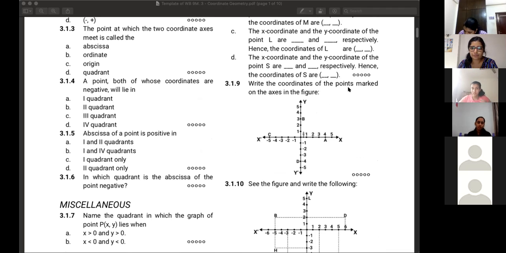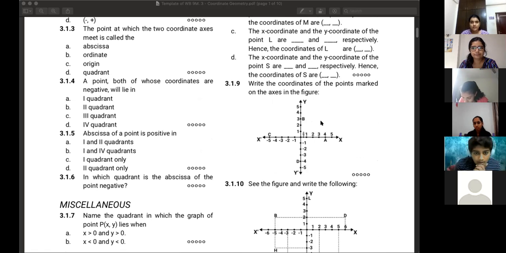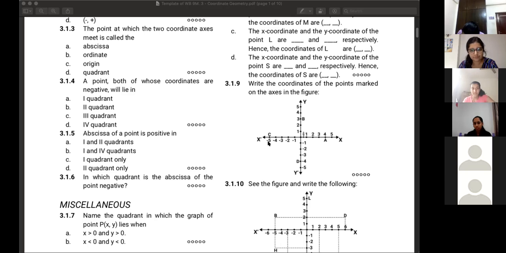Write the coordinates of the points marked on the axis in the figure. All right. So Sujal, you give me the coordinates of B. If it is not visible, let me know and I'll zoom in. Ma'am, B is 0 and 3. Correct. Aryan, coordinates of C. Ma'am, see, it's -5, 0. Correct. Swayam, are you all settled now? Yes, ma'am. Oh, nice. So give me the coordinates of D.